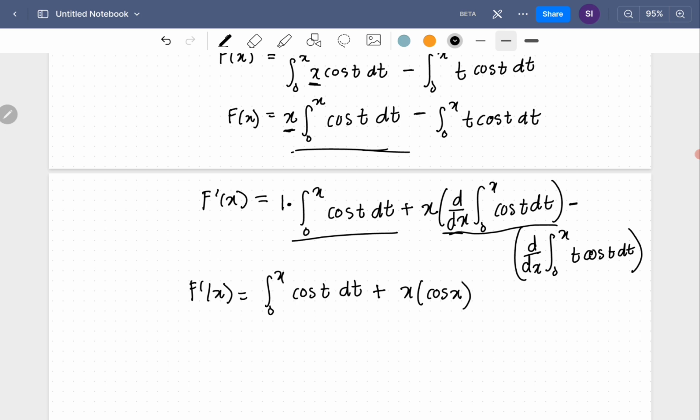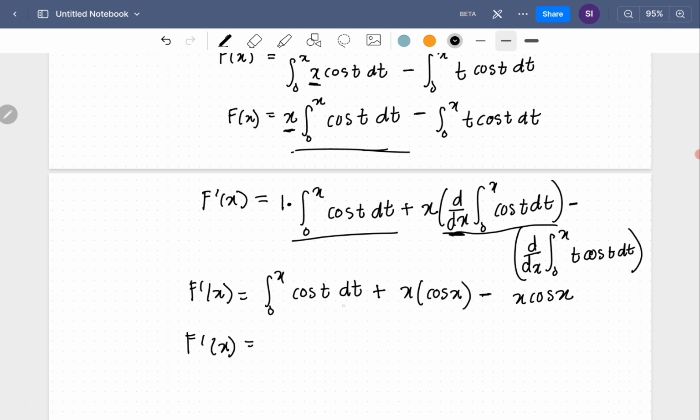Now we're done with the derivative for this part. We still have the derivative for this part. Once again, same thing. This is in t, let's just replace the t for x. So we get x cos x. And that's the derivative.